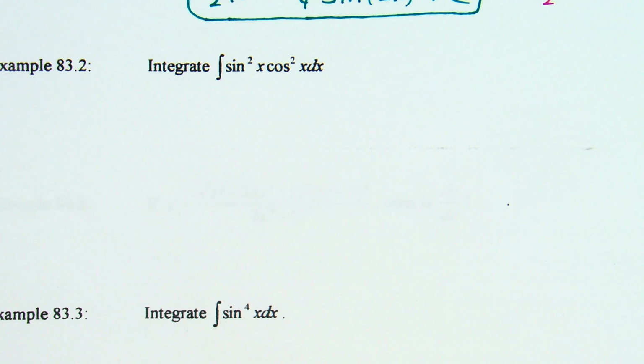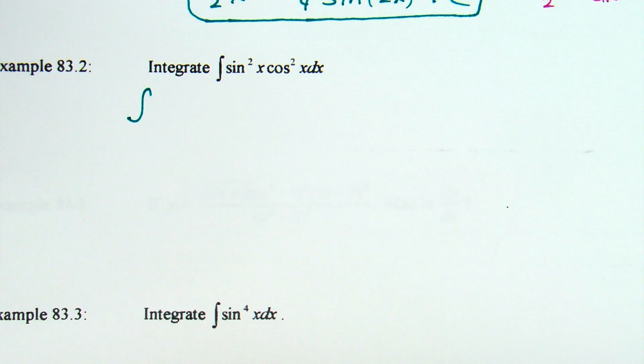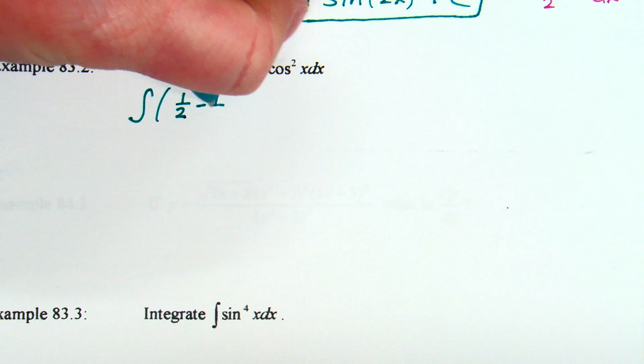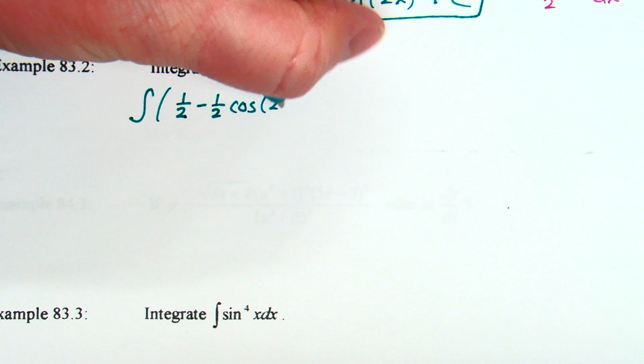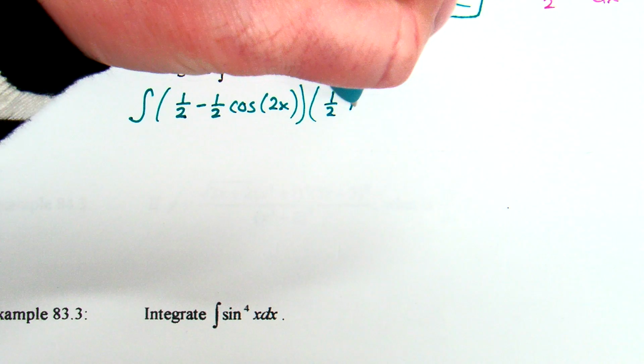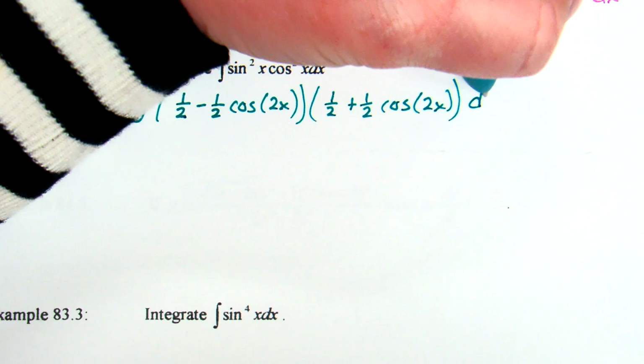Okay, so the integral of sine squared x, cosine squared x, dx. So what am I subbing in for sine squared x? One half minus one half cosine 2x. Times... what am I subbing in for cosine squared x? 1/2 plus 1/2 cosine 2x. And then, of course, there is a dx at the end.